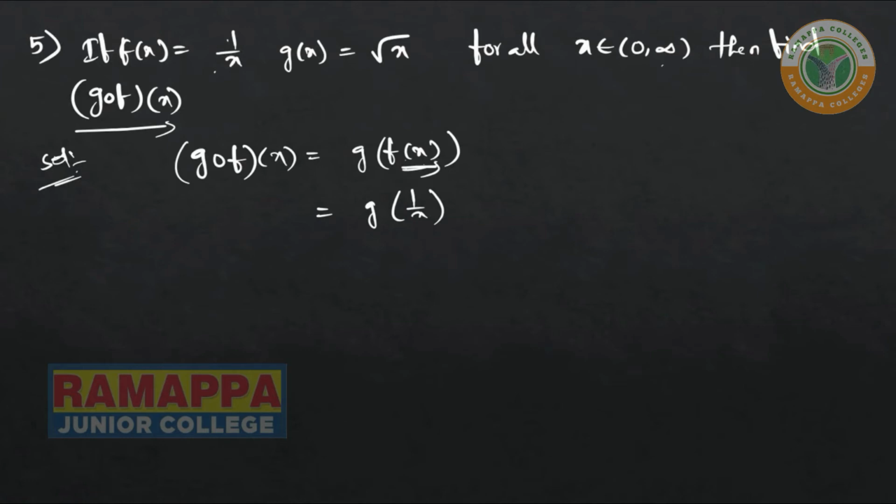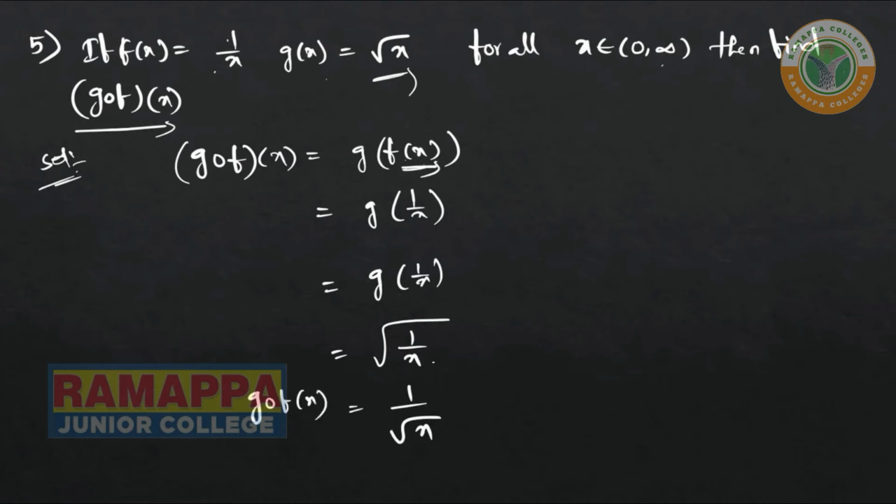Now what we have to find is g of x. g of x is equal to under root of x, so we have to substitute 1 by x in this one. It will become under root of 1 by x. So this is the answer, we can write it as under root of 1 by x, the value of g of f of x. So this is the answer to this question. Now move to the next question, the sixth one.